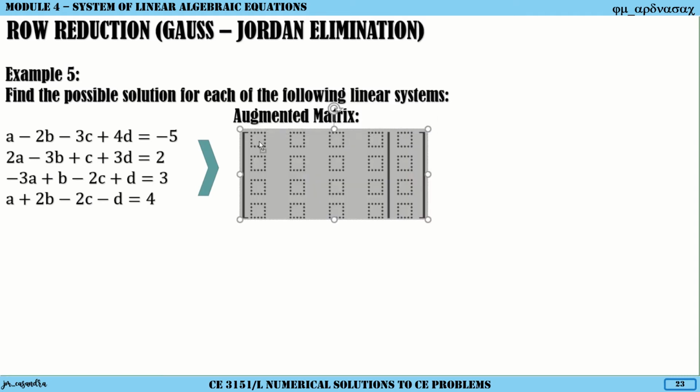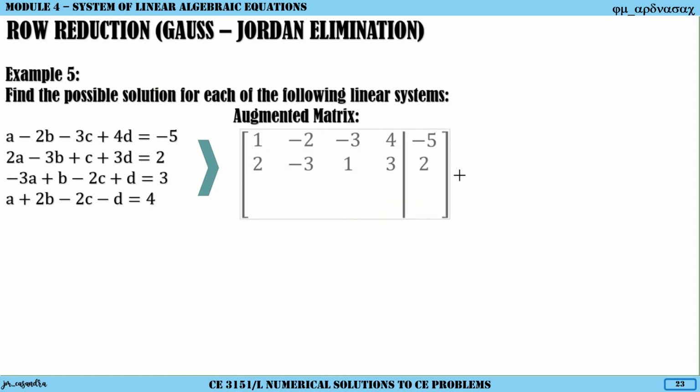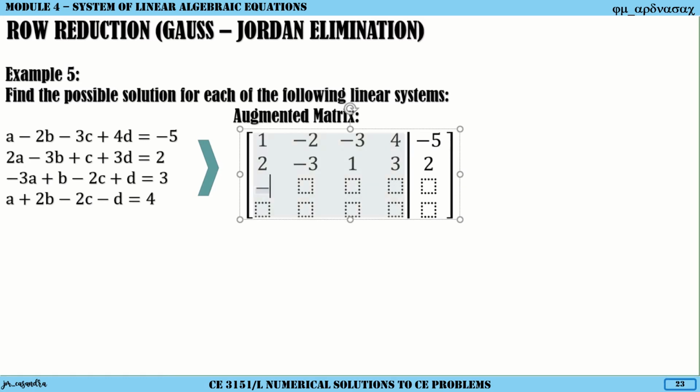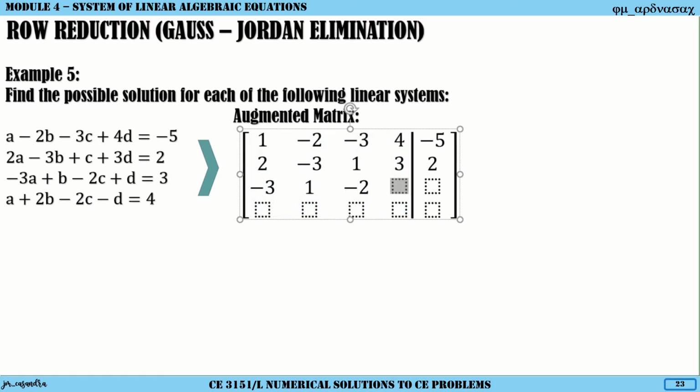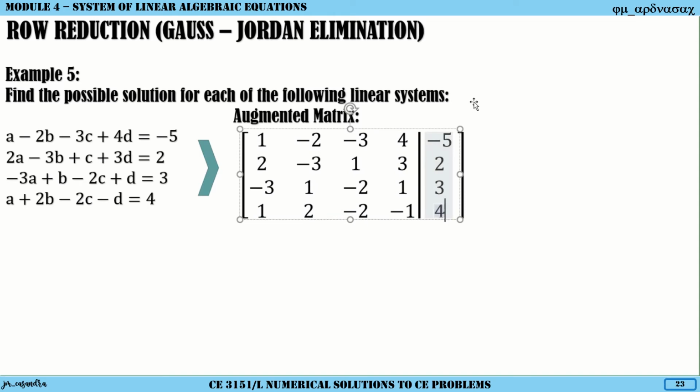So we'll have for the first equation 1, -2, -3, 4, then -5, 2, -3, 1, 3, 2. Then for the third equation, we have -3, 1, -2, 1, 3. And for the fourth equation, we have 1, 2, -2, -1, and 4. So in Gauss-Jordan elimination, what we want to do is to first make our first element equal to 1.